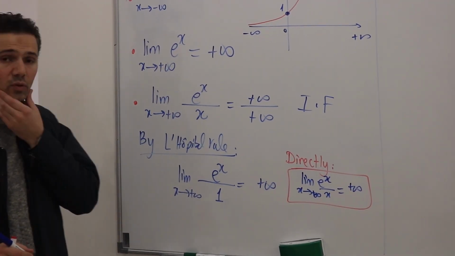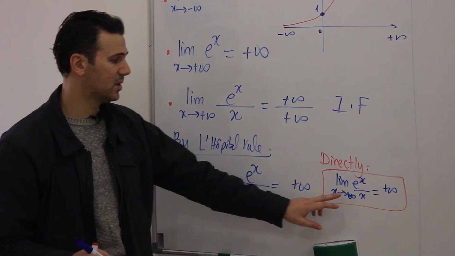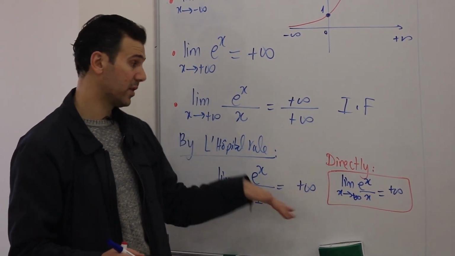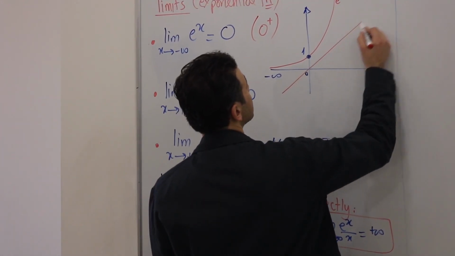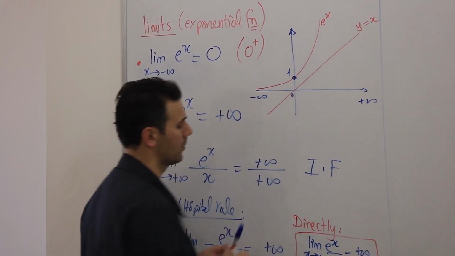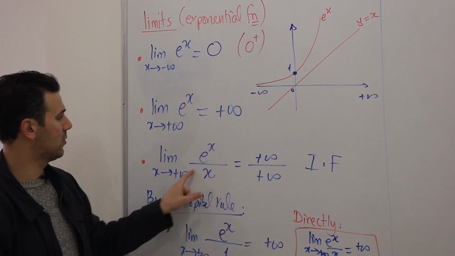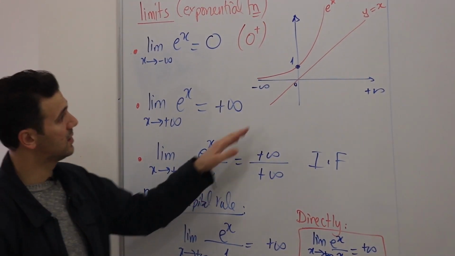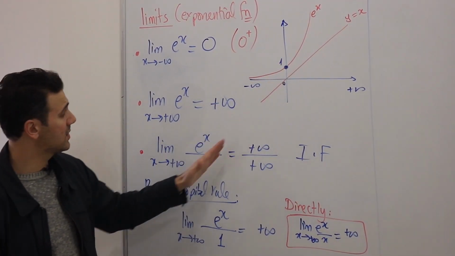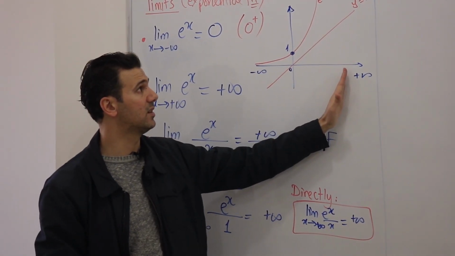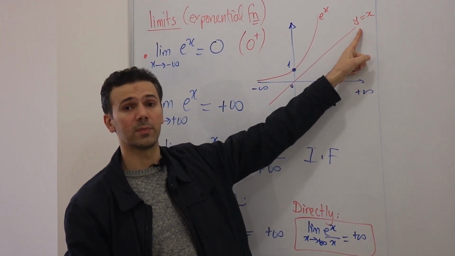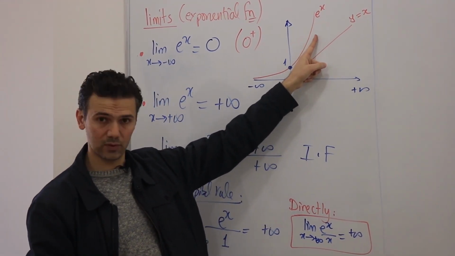Well, in fact, I'd like to tell you that we can understand this in another way without using L'Hopital rule. How? If you look at y equals x, this function y equals x is of this curve. As you see, both go to plus infinity. As x tends to plus infinity, x tends to plus infinity.